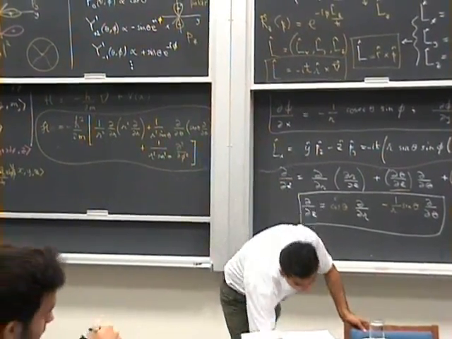If I have a translation operator, identity minus i px a over ħ, and this acts on the state x, I get x minus a, correct? So I get x minus a. Do I get x plus a? I get x minus a, right? Okay. Now I have x minus y dφ. I have plus y dφ here.